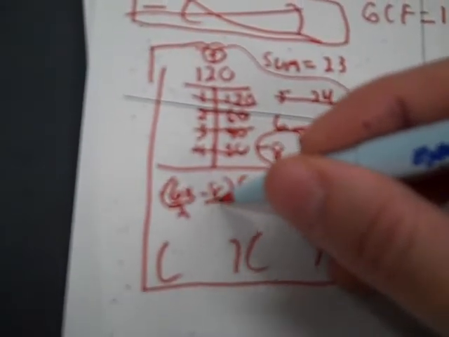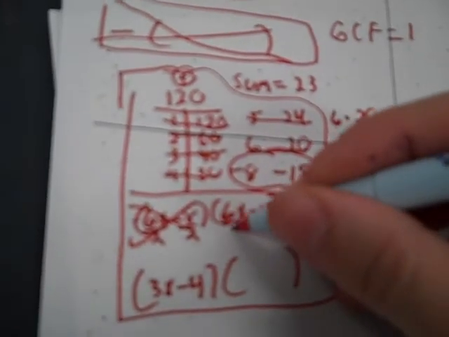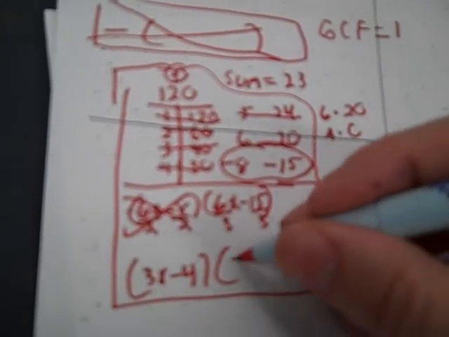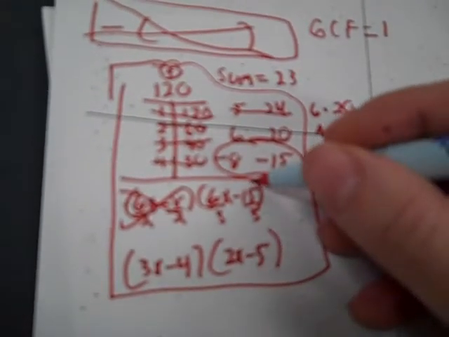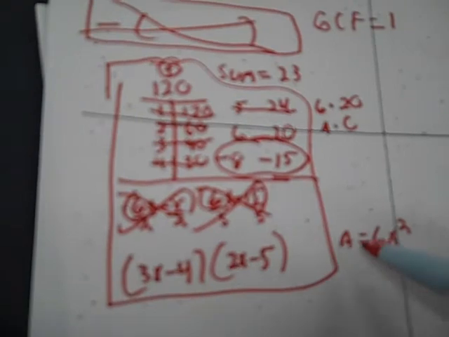6 comma 8 on the GCF is going to be 2, so that's going to become 3x minus 4. 6 comma 15 into the calculator is going to be 3, so divide by 3, and that's 2x minus 5. And again, that's where we stop, because I know 3x times 2x is 6x squared, negative 4 times negative 5 is 20, and then in between you'll get those x to the first to add up to 23.